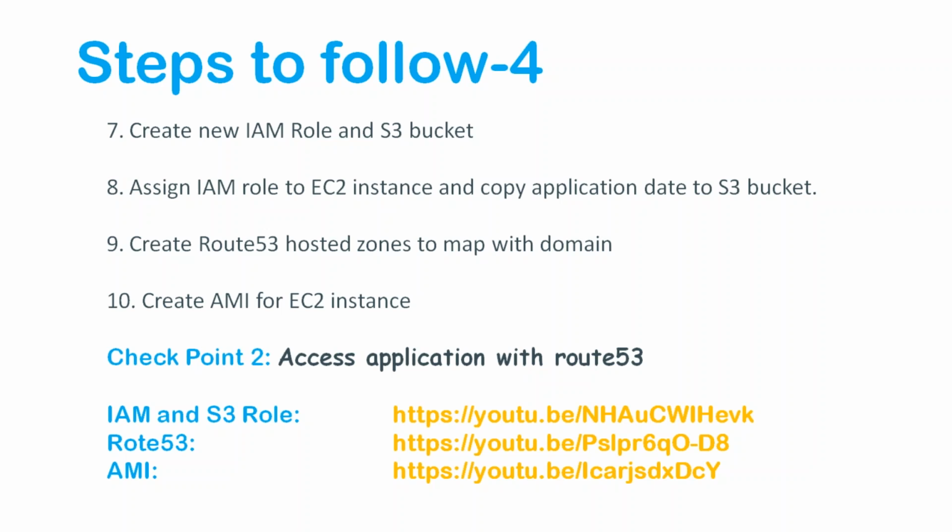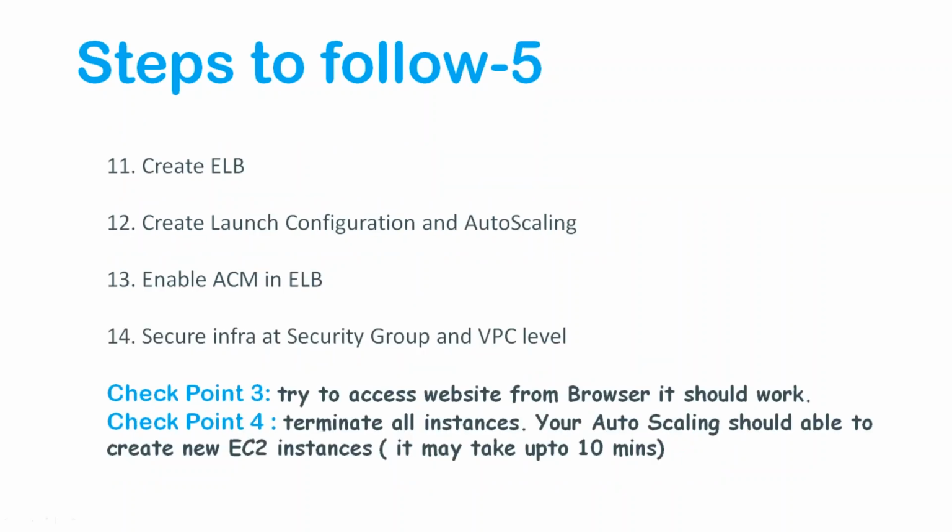Next, we are going to create an AMI with the EC2 instance, whatever we have configured. Once everything is configured, then only we should take the AMI. And the checkpoint here is accessing the application with Route 53, I mean to say the domain name. So you should be able to access your application with the domain name. And if you are not good in these areas, these are the reference links for you. You can go through them.